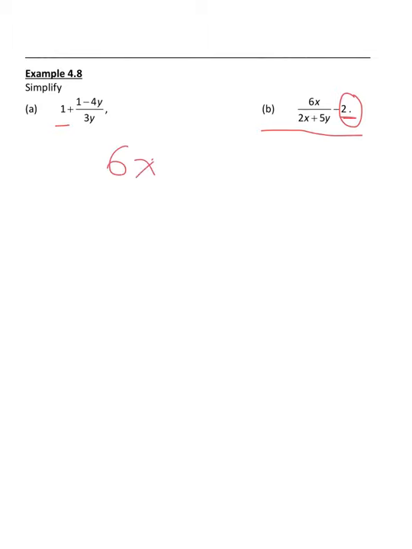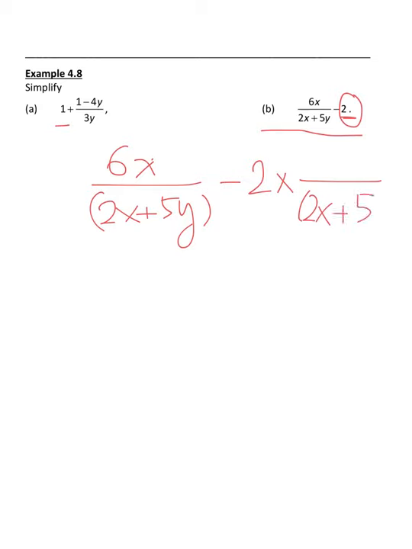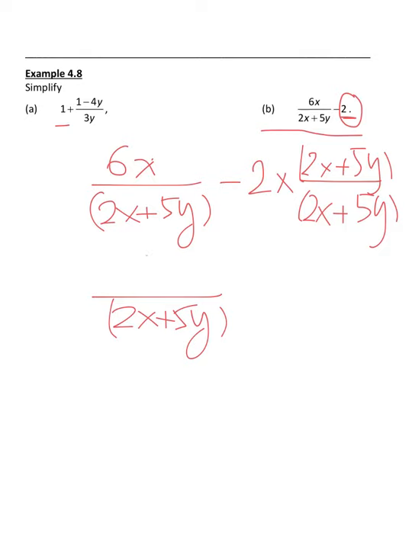So the first fraction, we don't need to make any changes, but it's better for you to add a bracket for the denominator. And for 2, we use the same technique as part A. We multiply by a fraction with 2x plus 5y as both the denominator and the numerator. After that, we can see that now for these two fractions, the denominator will be the same. Right?